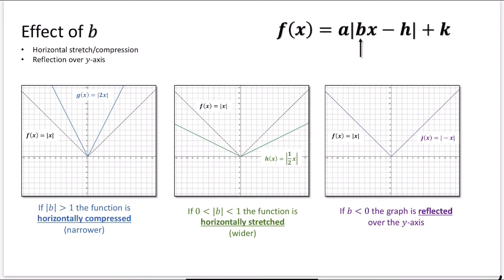And then also if b is less than 0, my graph is reflected over the y-axis. So you may be looking at this graph and wondering where the parent function is. Well, what happens is since my parent function has reflectional symmetry with respect to the y-axis, when I reflect it over the y-axis, it actually looks like the exact same graph, okay? But that's what happens if b is less than 0, you get a reflection over y. So b will create a horizontal stretch or a compression or a reflection over the y-axis.